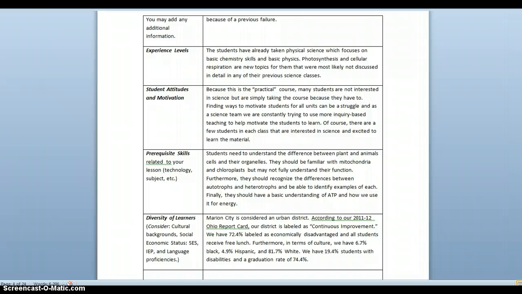This is a practical course, so I do often have many students that are not very motivated or not very interested in the topic because it is a course that they have to take and not a course that they chose to take. So that can be a struggle, trying to make sure I grab their interest and that they are motivated to learn.